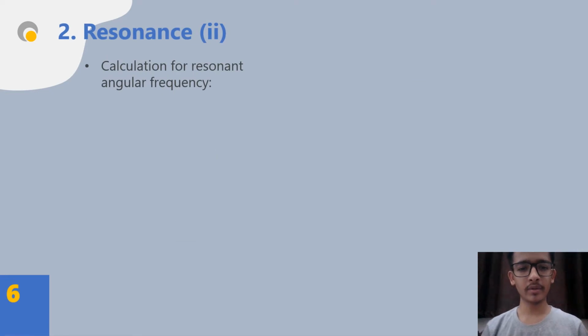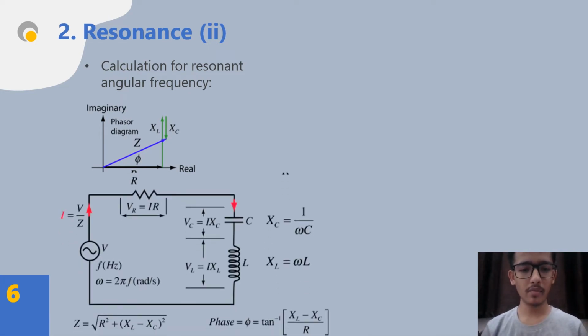So, calculation for resonant angular frequency omega naught. This is the basic phasor diagram of any RLC circuit, and we can see that Z_net is given by the square root of R squared plus (X_L minus X_C) whole squared, and the phase angle phi is given by tan inverse of (X_L minus X_C) by R.